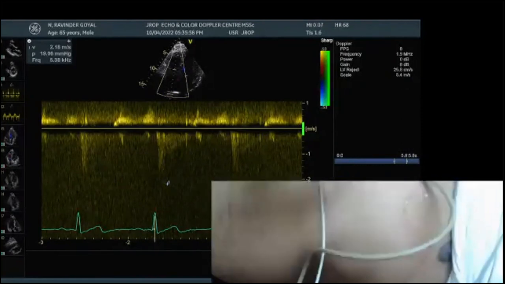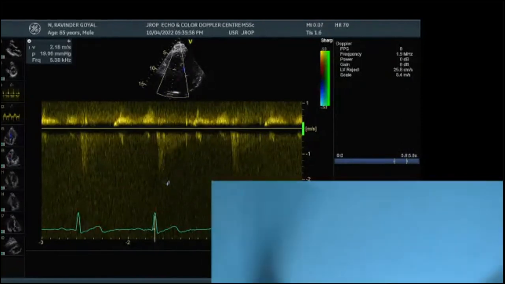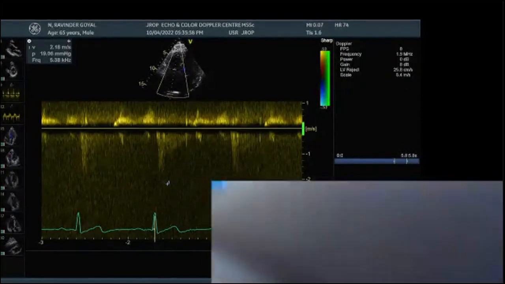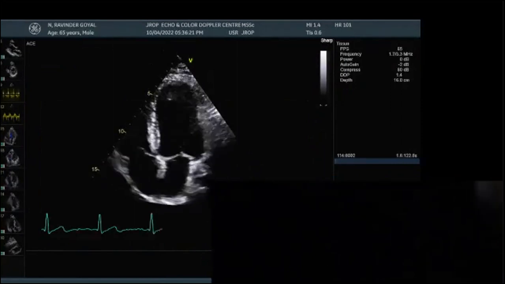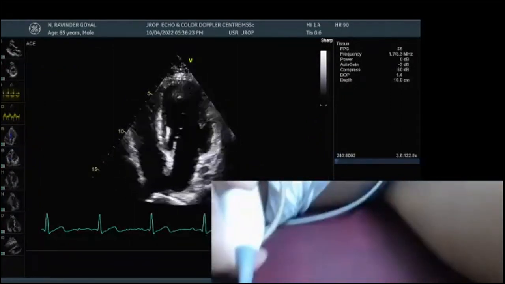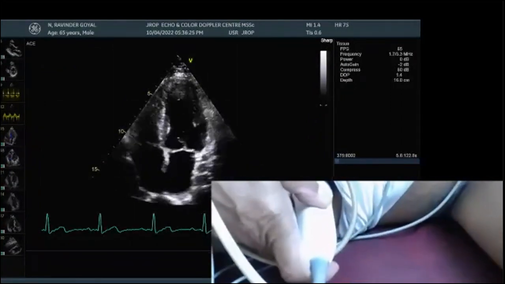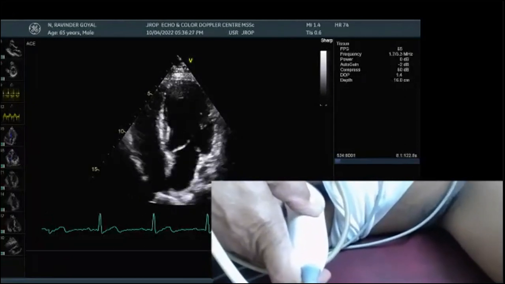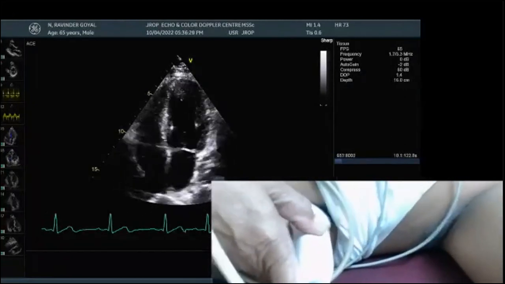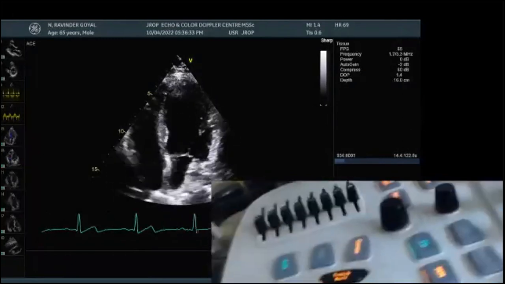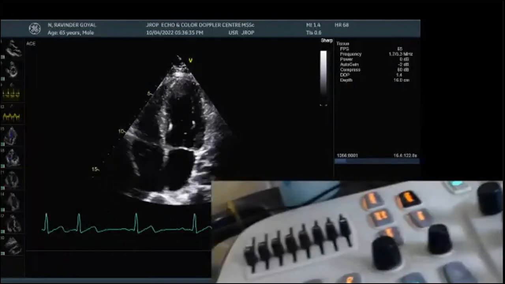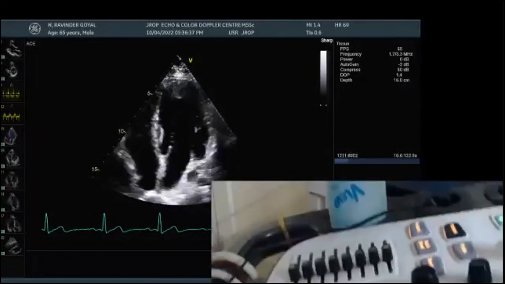Okay. And sir, for 2D also, do we need to keep changing the gain? Okay, let me just show you the 2D gains now. I've already optimized, and you have asked a good question. The question is about this TGC. Rina, can you show the TGC? These are known as time gain compensations. These are TGC.